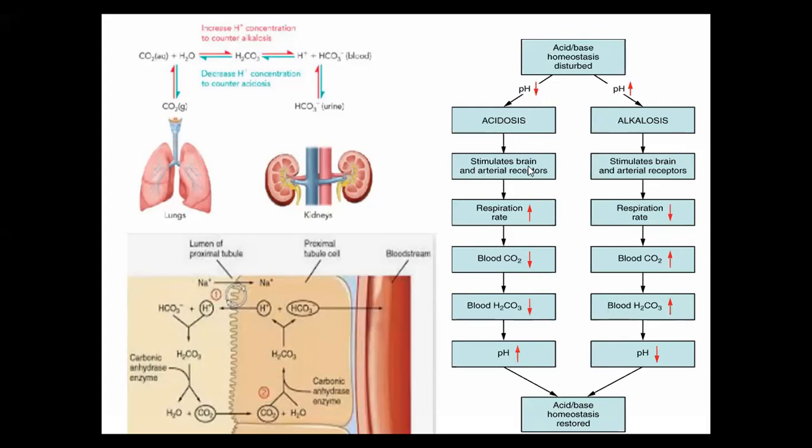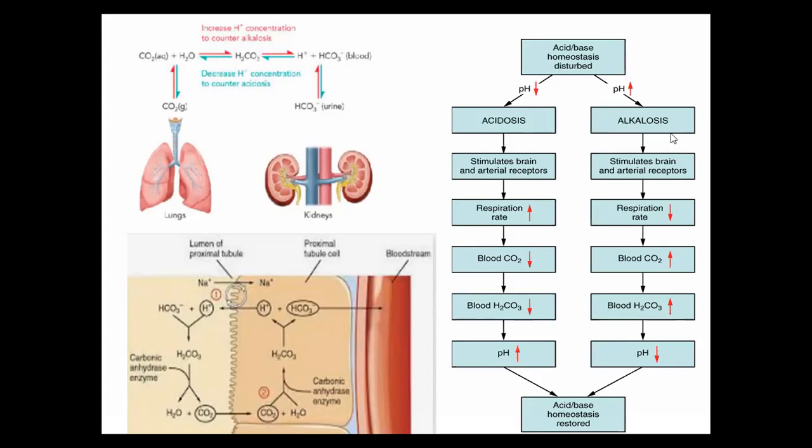It stimulates the brain and the arterial receptors. And then what happens? The respiration rate increases. So when the respiration rate increases, the carbon dioxide level in the blood comes down, and the bicarbonate or the H2CO3 in the blood comes down. So the pH increases. This is how the pH is maintained when the pH is coming down.